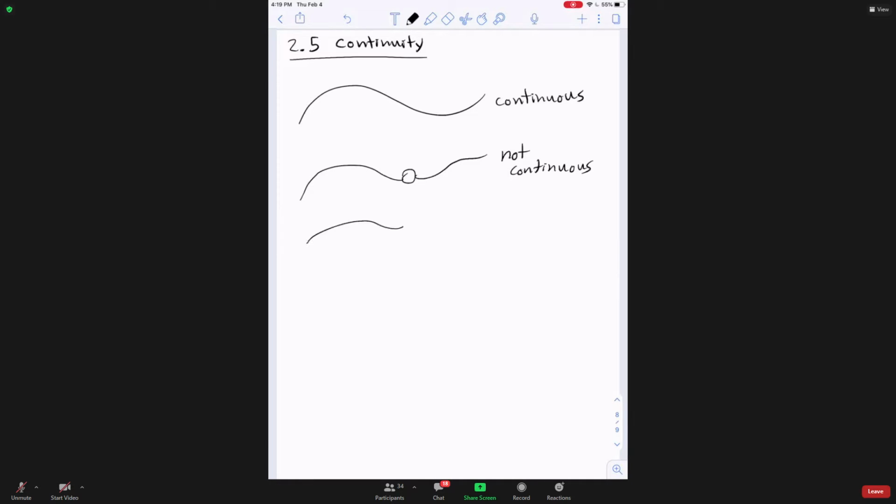Also, if you have a situation where maybe there's a break in the road and then it picks back up, not continuous. So again, if you have a smooth road, continuous. You're driving, there's a hole on the road, not continuous. Or if there's a hole and then there's a break in the pavement and then you have to come up to this side before you can drive again, obviously not continuous.